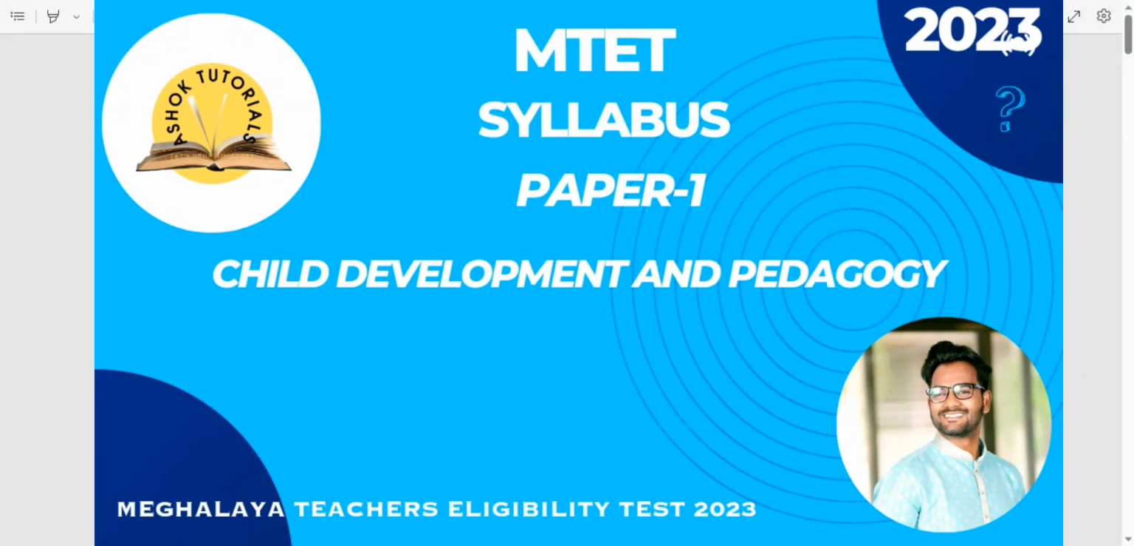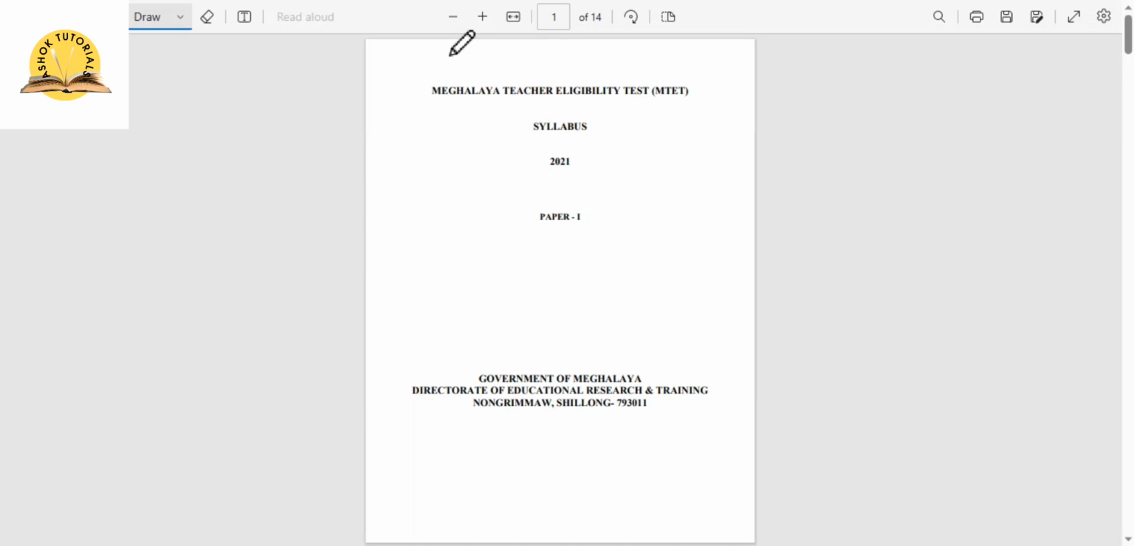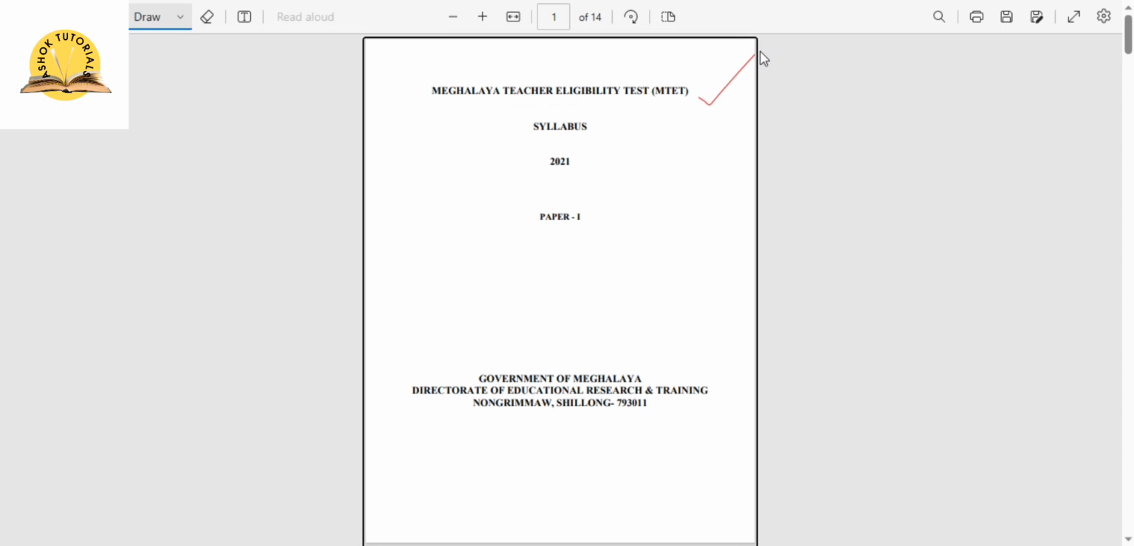Hello everyone. So today we are going to discuss the very first paper, that is paper 1 syllabus in detail, right? So as you can see here, Meghalaya Teachers Eligibility Test, MTET. So this is the syllabus of 2021 and this is paper 1, and this syllabus is prescribed by Government of Meghalaya Directorate of Educational Research and Training.